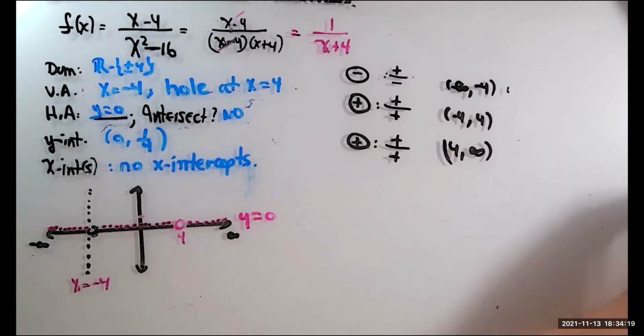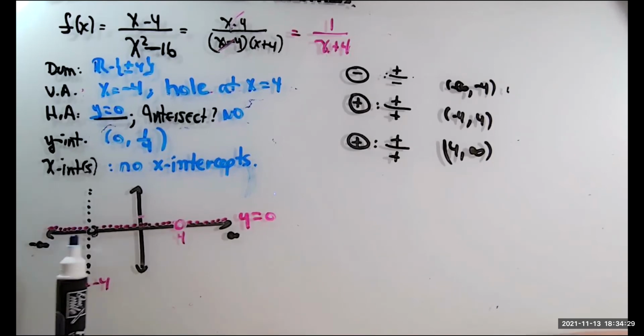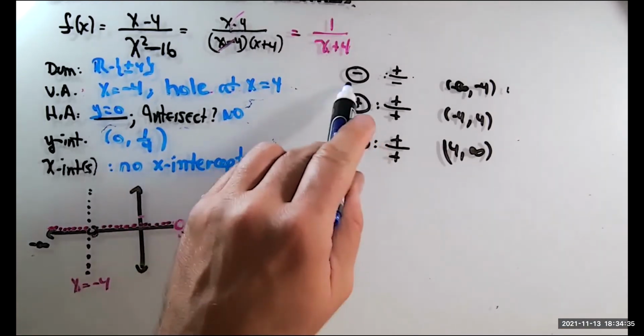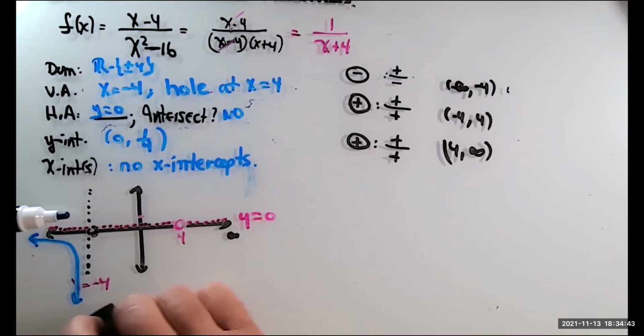What do we know? We know that the function is negative between negative infinity and -4. I cannot cross my horizontal asymptote, and I cannot pass -4. Moreover, the function pushes me to be negative. So I have no choice but to draw my boomerang here. I'm stuck between these two asymptotes, the horizontal asymptote and the vertical asymptote.